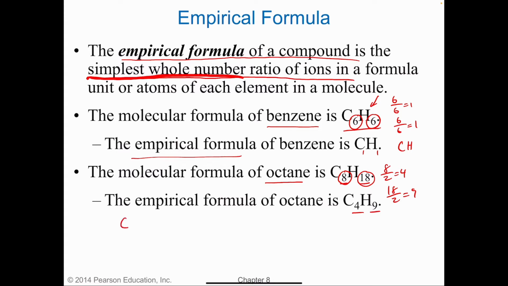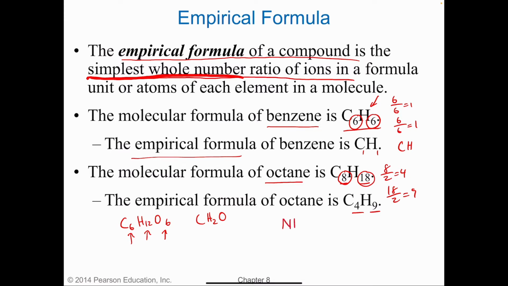Another example, C6H12O6. That is the formula for glucose, a sugar molecule. And notice that all 3 of these subscripts are divisible by 6. So 6 divided by 6 is 1, 12 divided by 6 is 2, and 6 divided by 6 is 1. So the empirical formula for sugar would be CH2O.